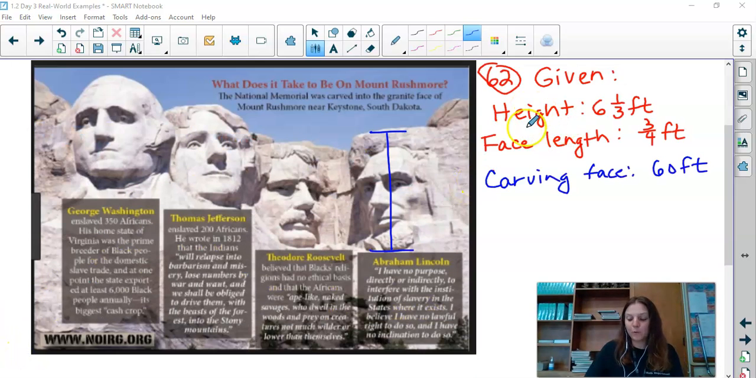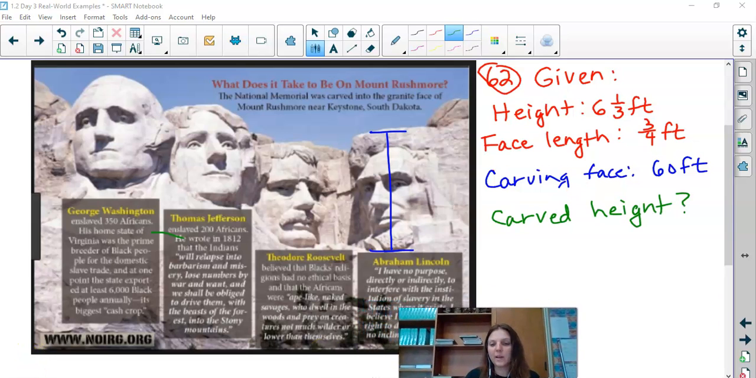So I added the information that was given in the book. It was given that his height in actual real life was 6 1/3 feet high. That's his height, how tall he is. His face was 3/4 of a foot. And this carving here from top to bottom is 60 feet high. So again, the question is, what would then be his height in a carving? So this would be the carved height is what we're looking for.